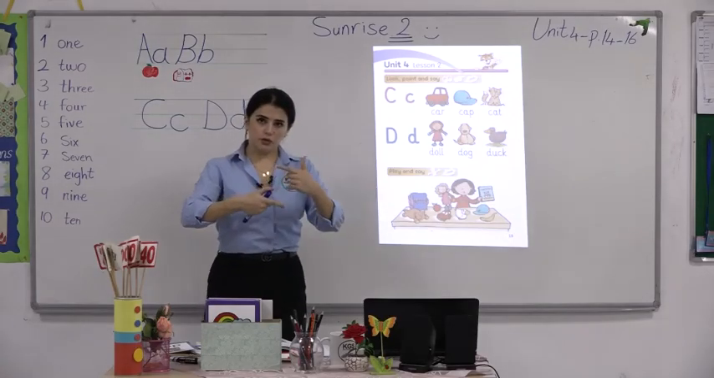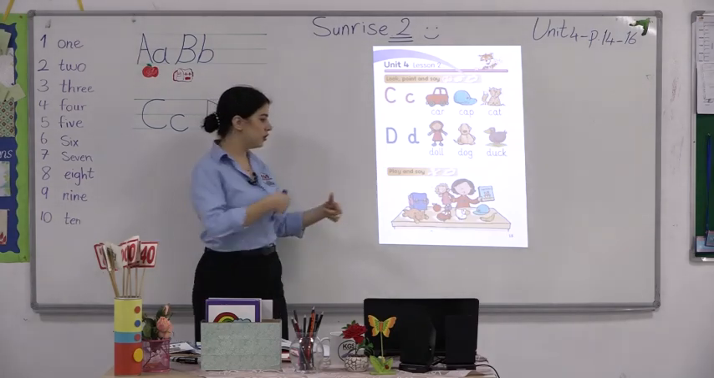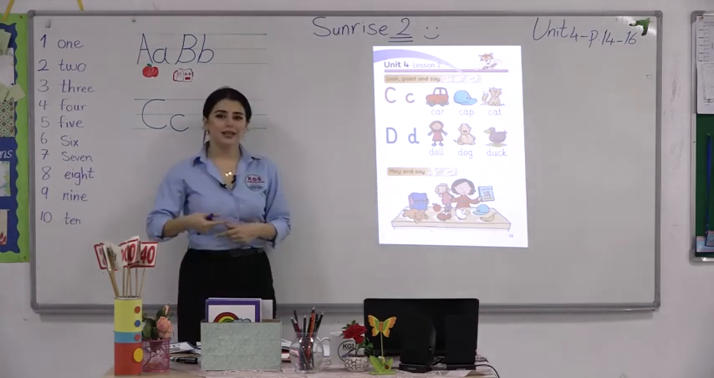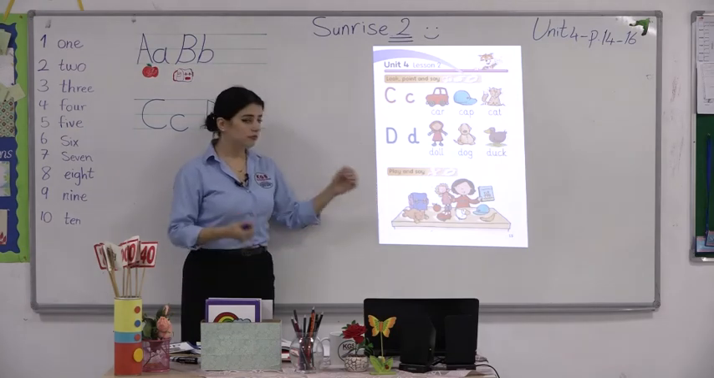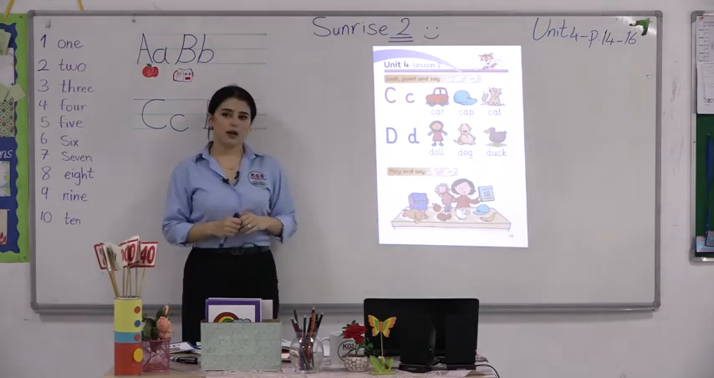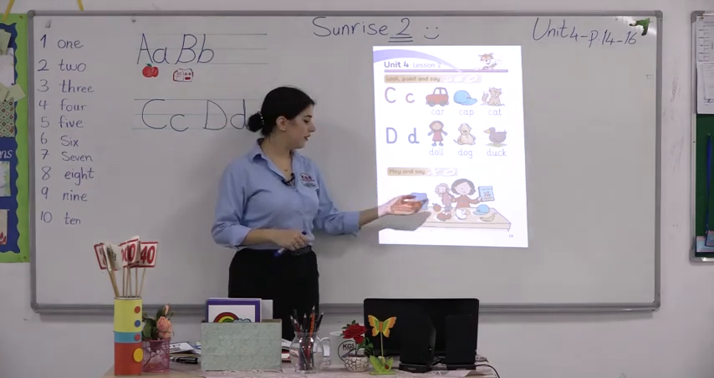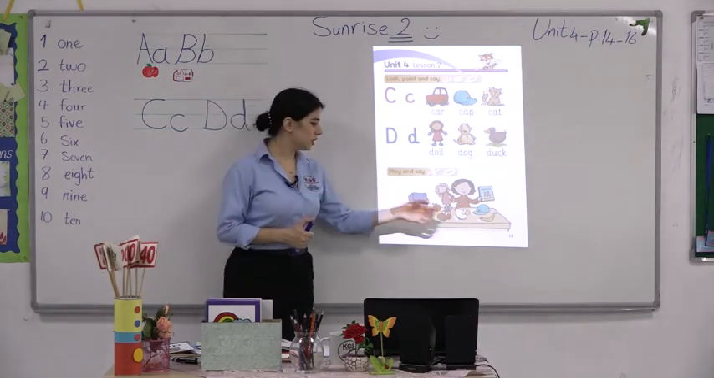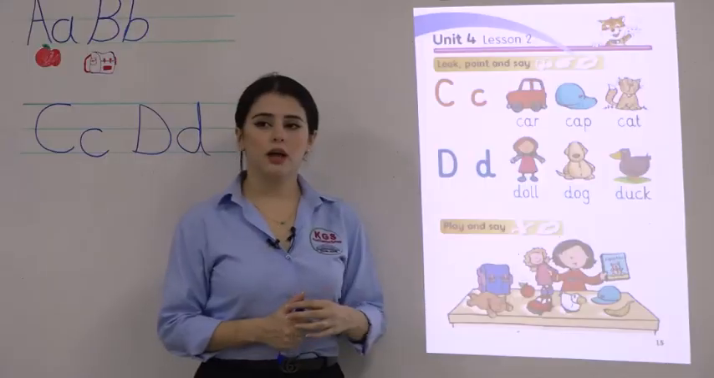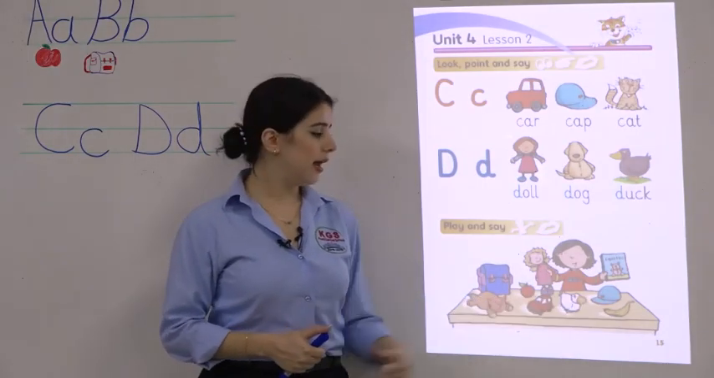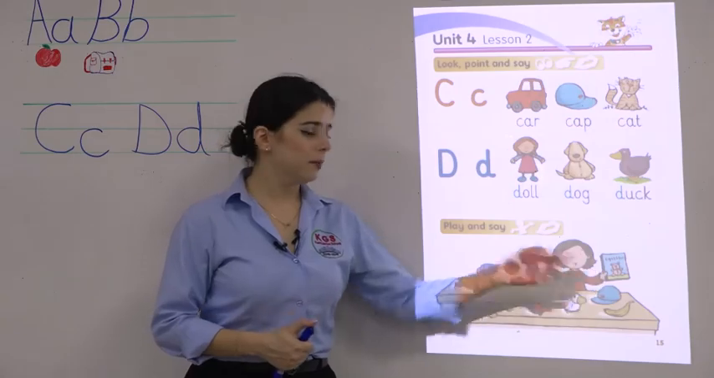Now I want you to repeat for yourself. I want you to look at the picture again and say, I have a bag, I have a cat, I have a car, I have an apple, I have a duck, I have a doll, I have a banana, I have a cap, and I have a book.